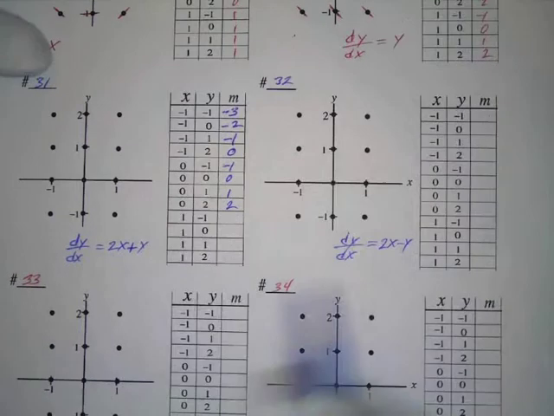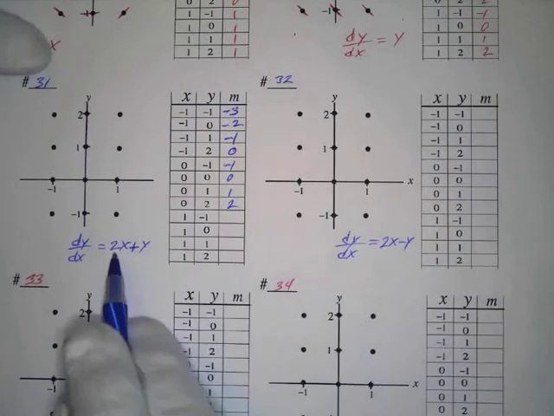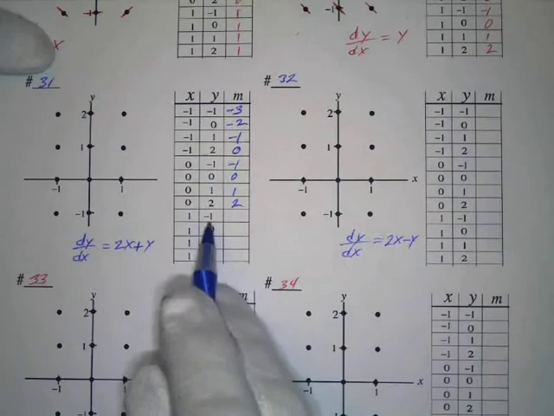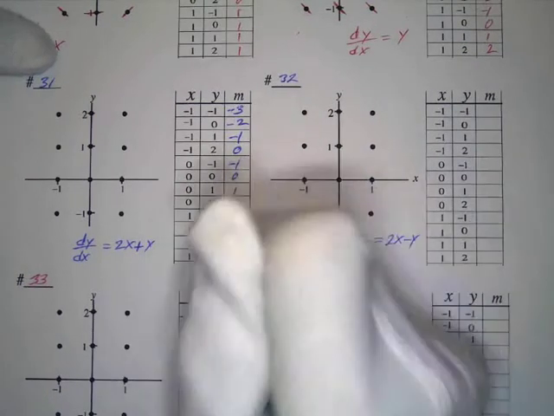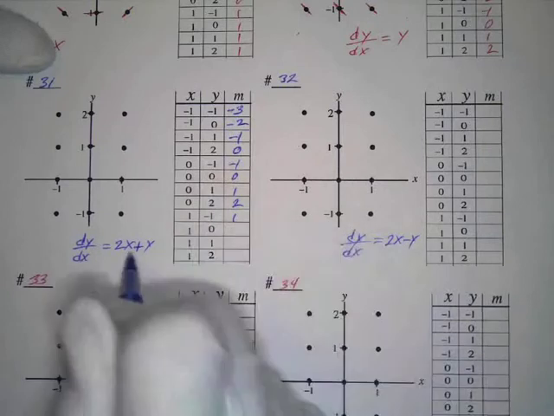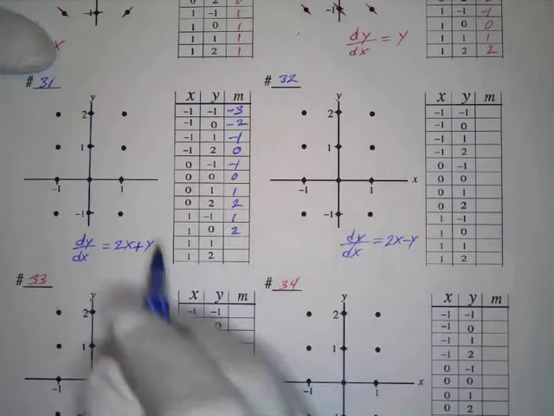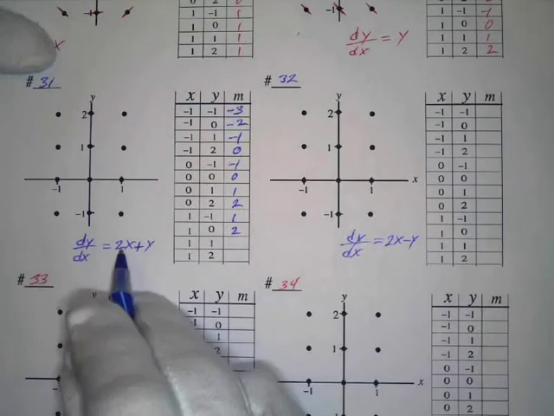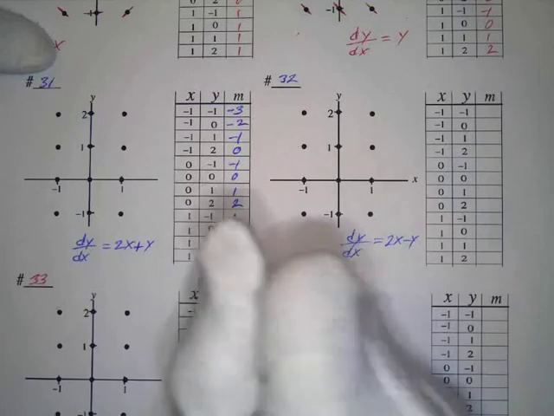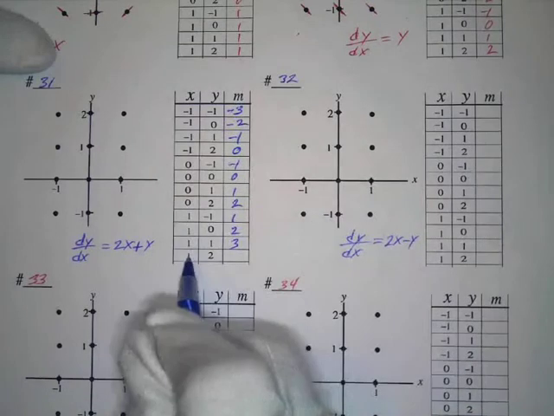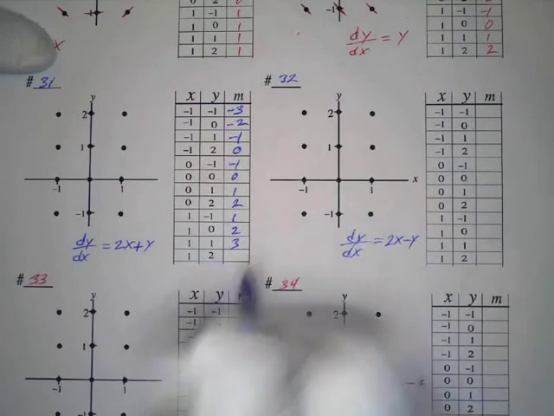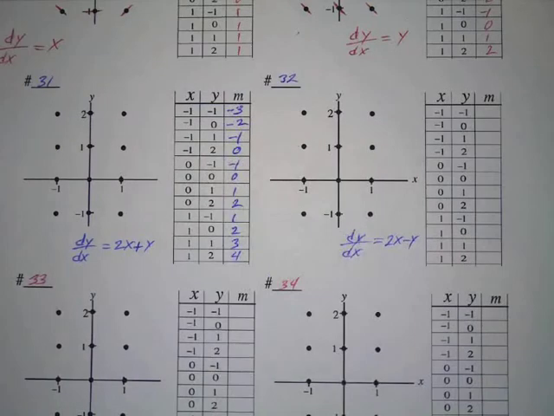That's nice. And then when x is 1, 2 minus 1 is 1. 2 minus 0 is 2. And then 2 plus 1 is 3. And 2 times 1 is 2 plus 2 is 4. So there we go. So there's our slopes. We've got to put those in.